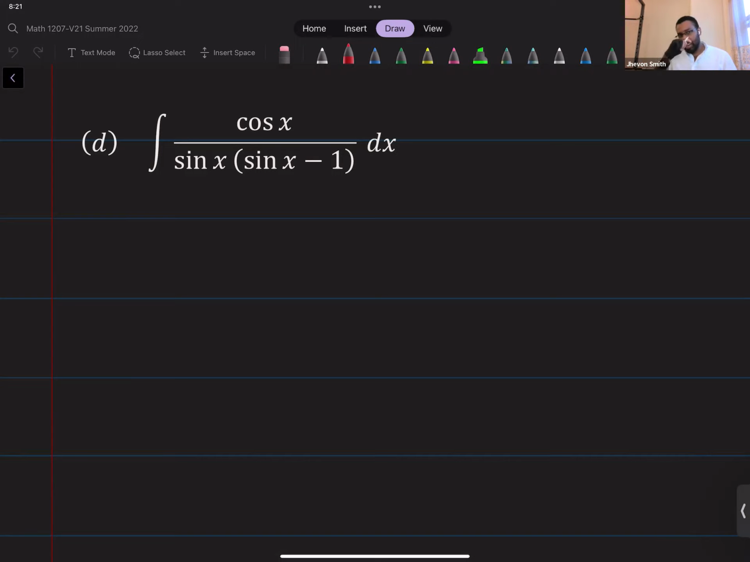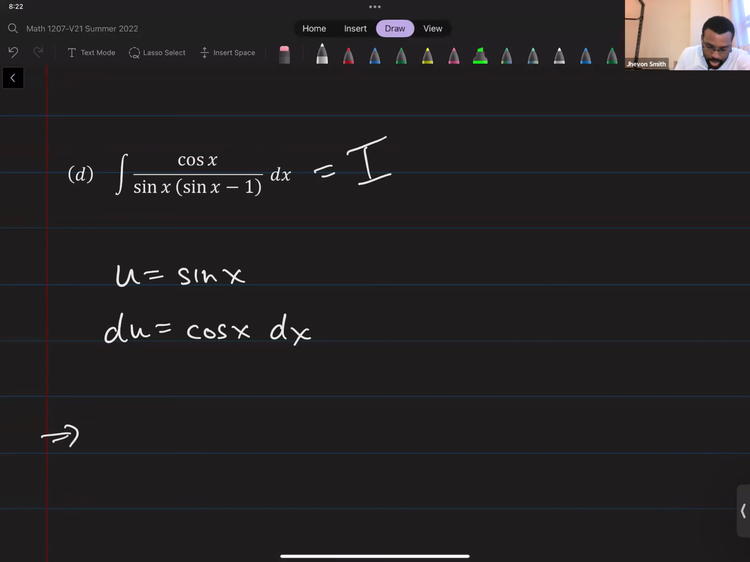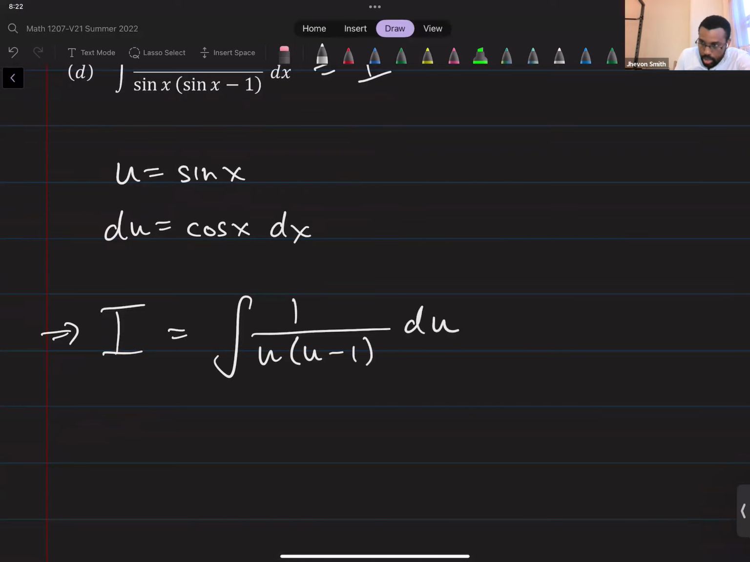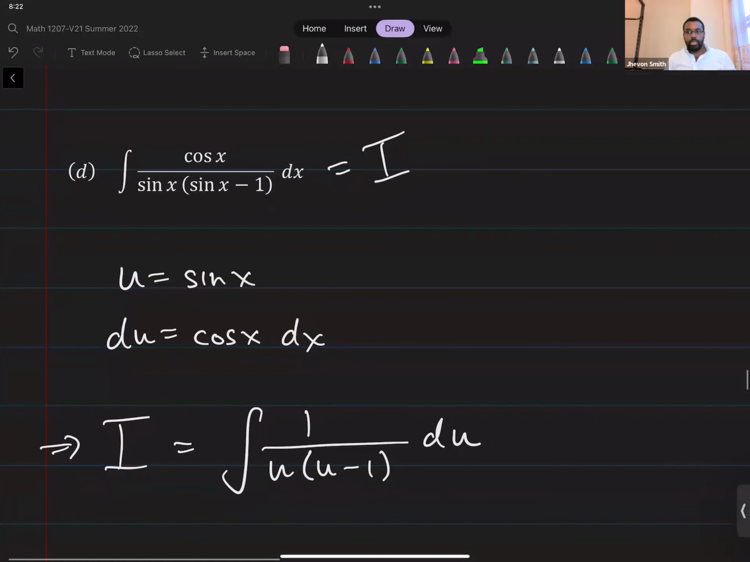So here, you might think, if I had to do a substitution, what would my substitution be? Hopefully through Calc 1, you know that u equals sine of x would be the nice substitution to do here. Your du would be cosine of x dx. And so your integral I, you can rewrite as the integral of 1 over u times u minus 1 du. So that's the first step.